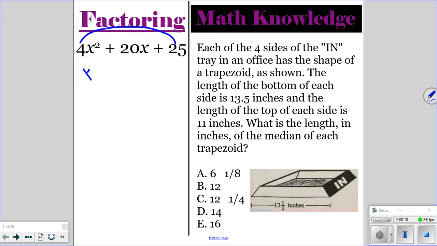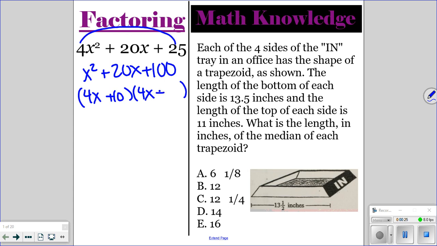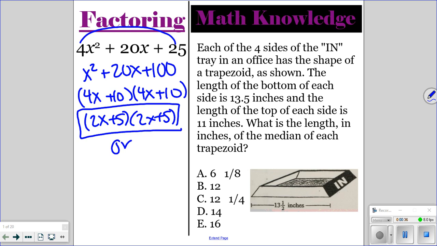So we're going to remove the 4 and make it x squared plus 20x plus 100. Then when you factor it, we can also replace the 4 that we removed, and we're going to have 4x plus 10 times 4x plus 10. And then both of these will divide by 2, so we'll have 2x plus 5 times 2x plus 5. Or you can write that as 2x plus 5 squared.